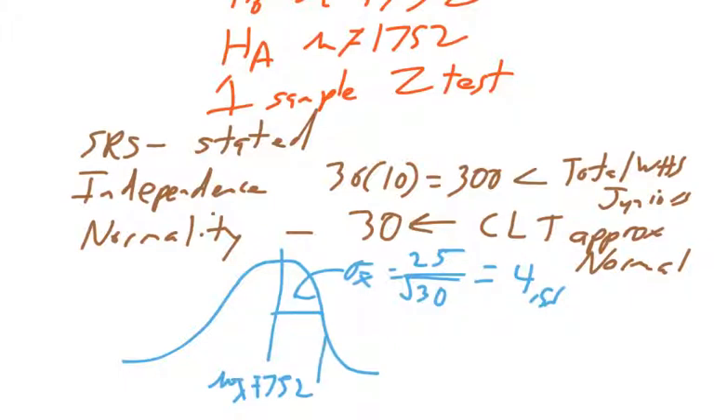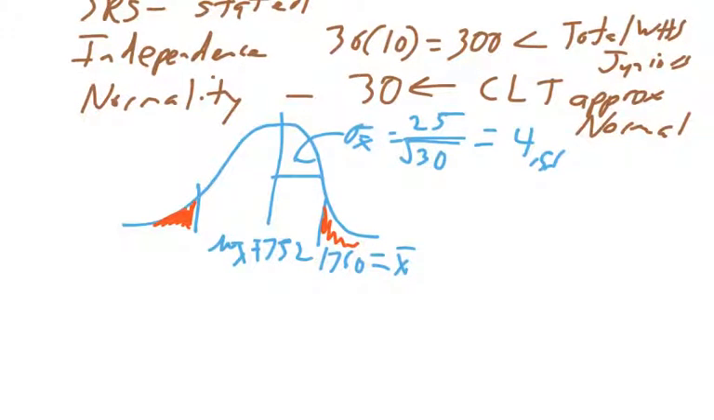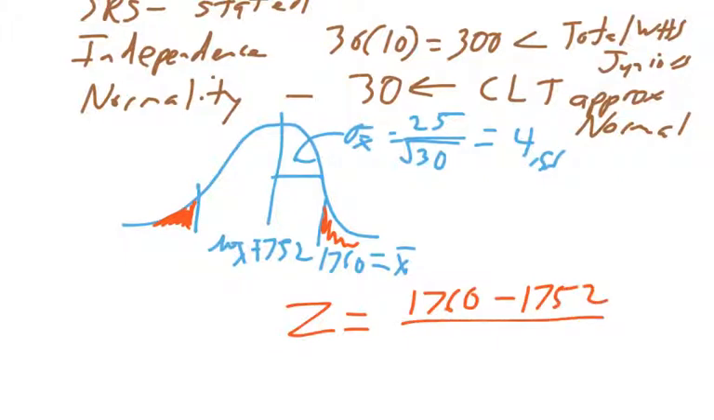So here's 1760 equals X bar, and here it is on the other side. Well, not 1760, but because we're doing two tails, this area and this area are both going to be in my p-value. So first I need to find out what z is. z is 1760 minus 1752 divided by 25 over the square root of 30, because that's my standard deviation. And I get 1.75.